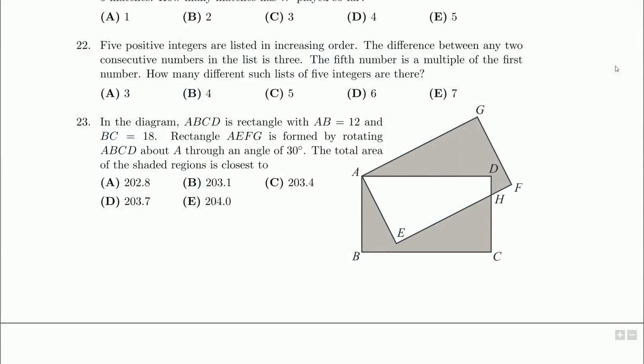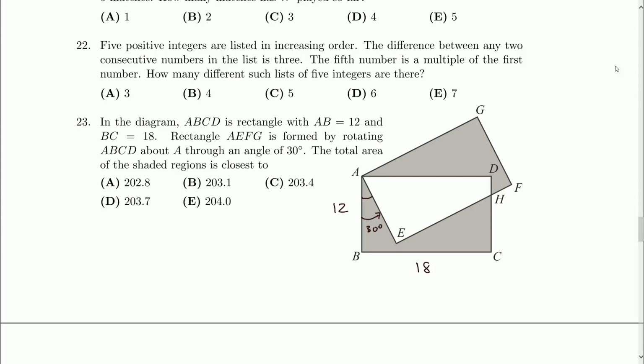In the diagram, ABCD is a rectangle with AB 12 and BC has a side length of 18. Rectangle AEFG is formed by rotating ABCD around A through an angle of 30 degrees. So we take AB and that becomes AE by rotating 30 degrees. So we get an angle of 30 degrees here.